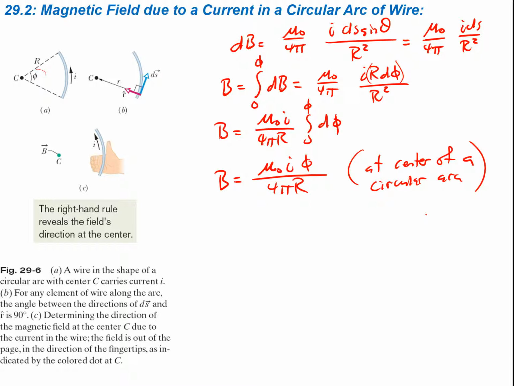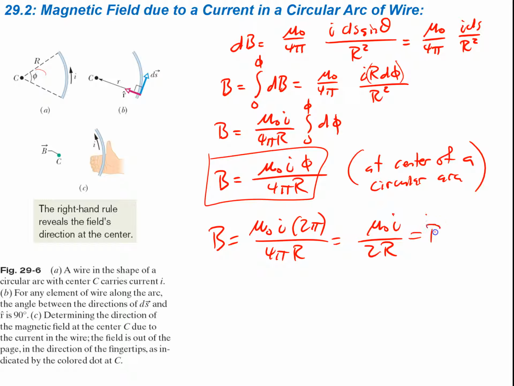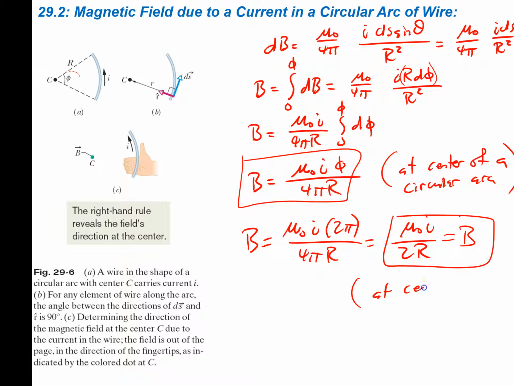Okay. Well, what if I wanted the magnetic field of a full circle, right? A full loop of current. Well, that's simply going to be mu naught I times 2 pi, because our phi is going to be 2 pi, right? Full circle. 4 pi r. So that's simply mu naught I divided by 2r. And this is going to be at the center of a full circle.